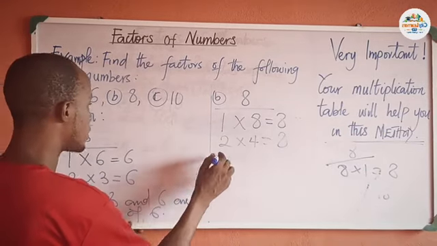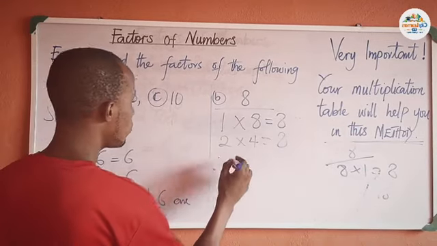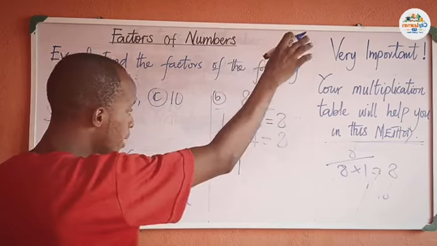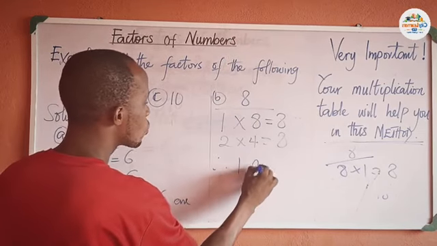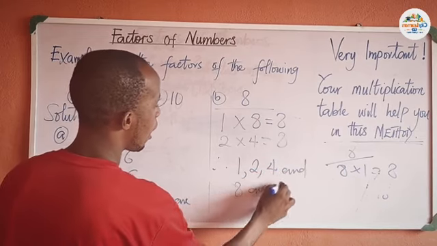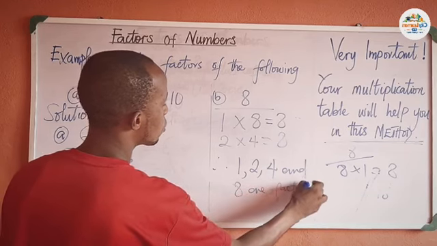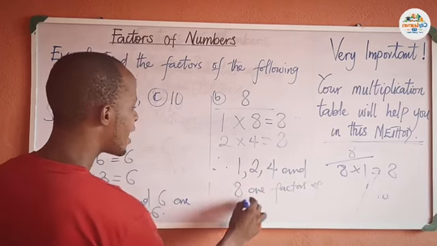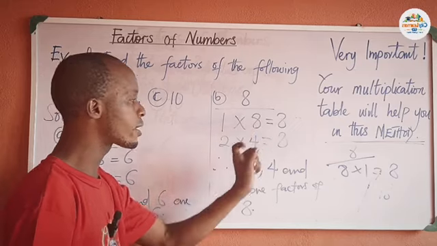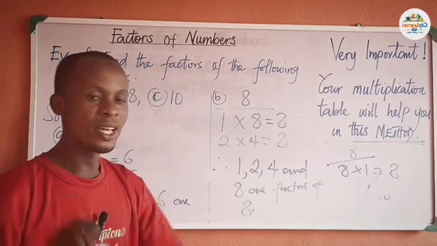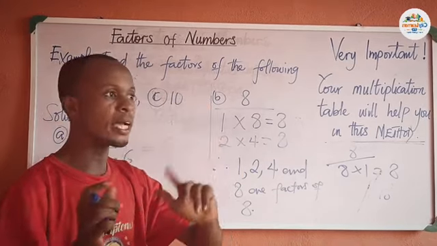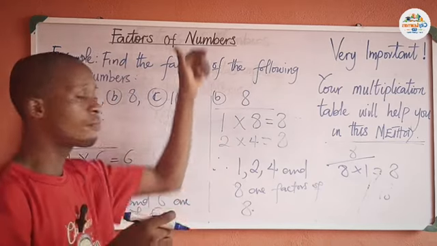So we can conclude at this point that, writing them in ascending order from the small to the big number, 1, 2, 4, and 8 are factors of 8. Meaning that 1, 2, 4, 8 can divide 8 without a remainder. And that is what the multiplication is all about: multiplying two numbers that can give you the given number.